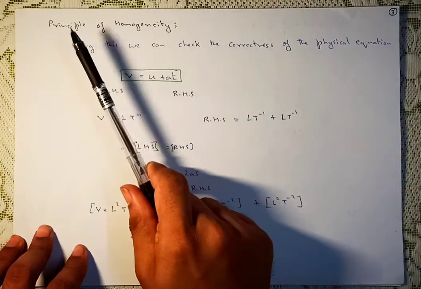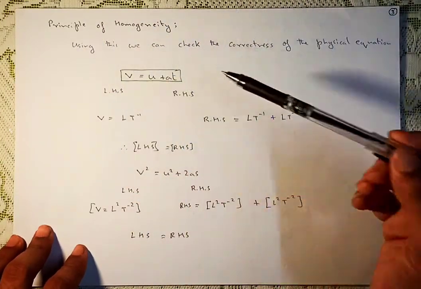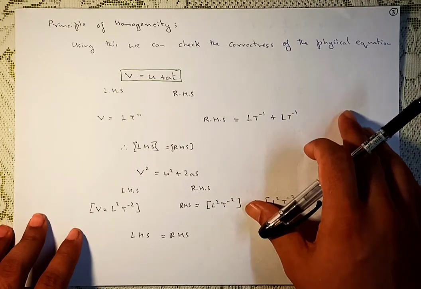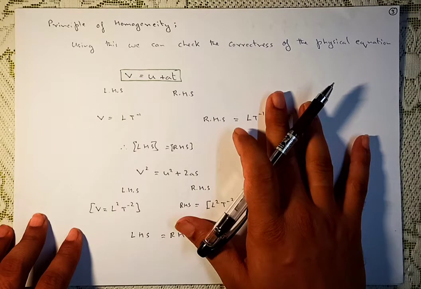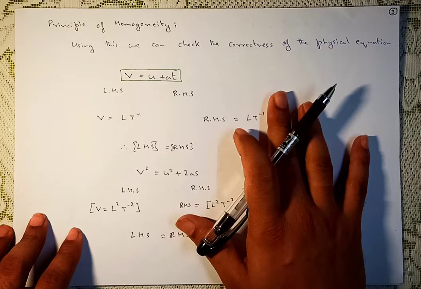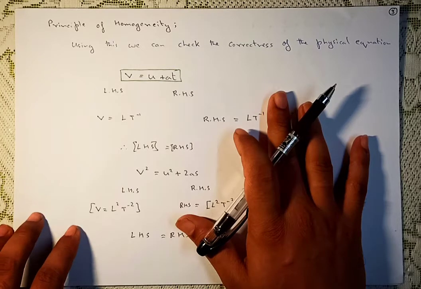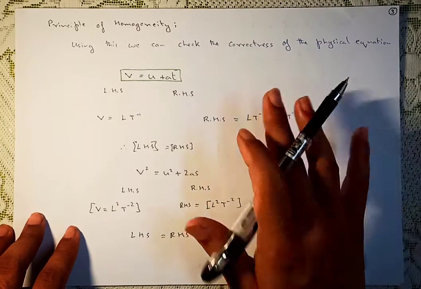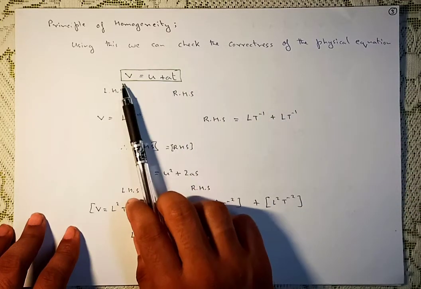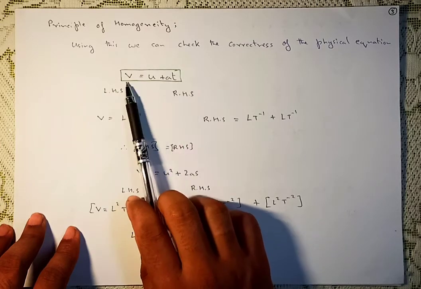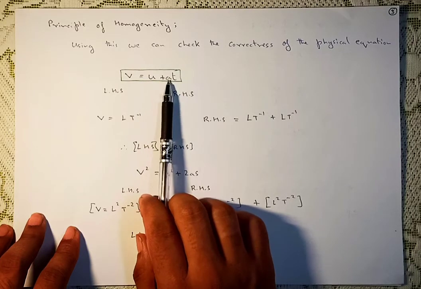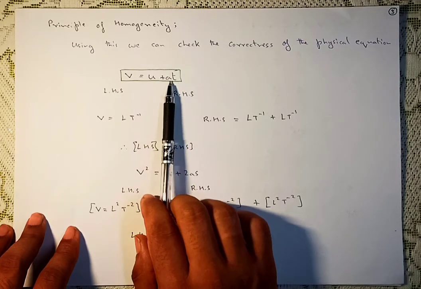Another topic we have is the principle of homogeneity, which is an extremely important topic in units and dimensions. This principle helps us with the most important thing required to understand a given formula: is it correct or not. Here, this quite famous formula, V is equal to U plus AT. Let us see whether it is dimensionally correct with respect to dimensional analysis.